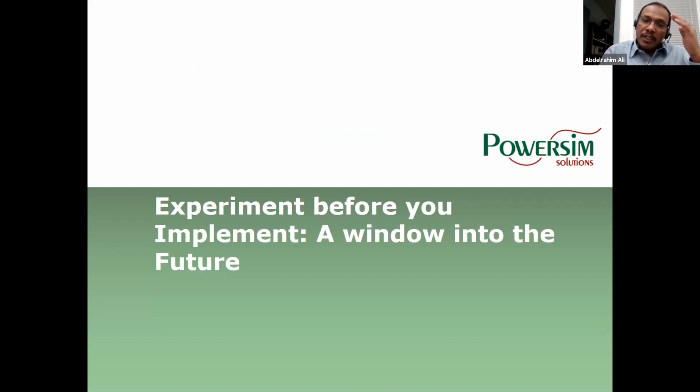So in the dynamic simulation, it gives us this experiment before you implement. And it opens a window into the future, because you can see the results. You can see, if I did this intervention, after 10 years how are the outcomes? And based on that, you can adjust, so you can test different interventions, and then you select the best of them. That is what people did in the dengue elimination.